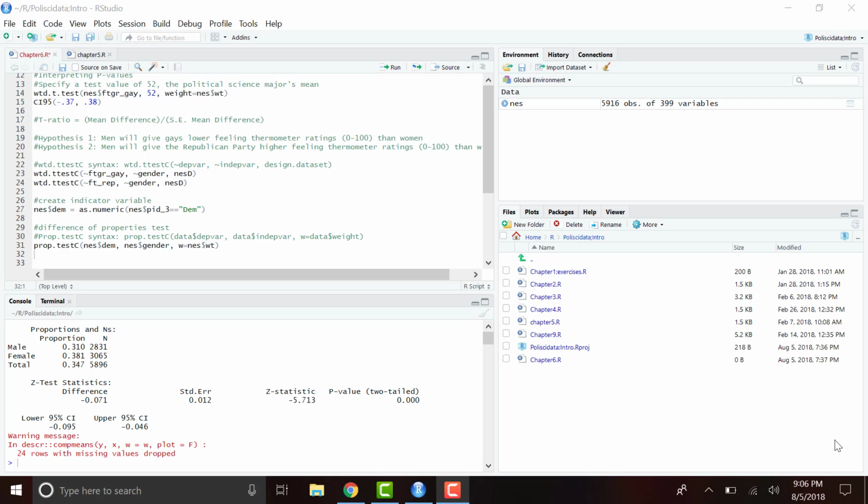Among males, 31% are Democrats compared with 38% for females, which is a difference of 7 percentage points. As you can see from our 95% confidence interval, they're both negative, which means it does not include 0, which already advises us to reject the null hypothesis. And then if you look at our Z statistic, it's negative 5.71 and has a p-value that is effectively 0, so 0.00. So it would be an exceedingly rare event for random sampling error to have produced the observed difference, which means we have to reject the null hypothesis.